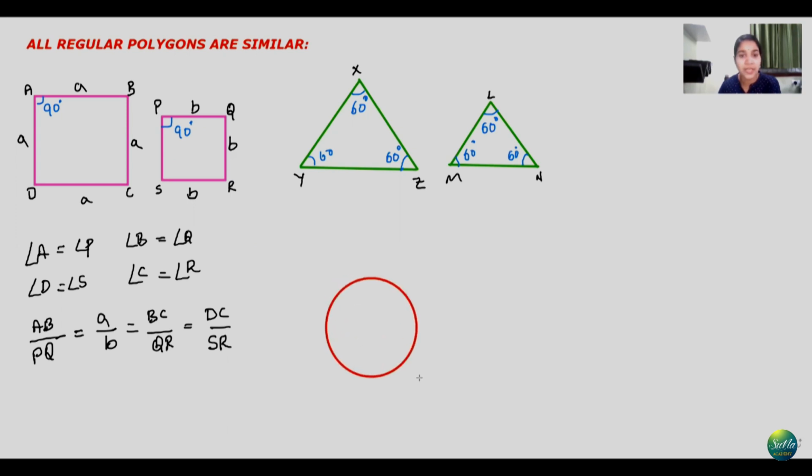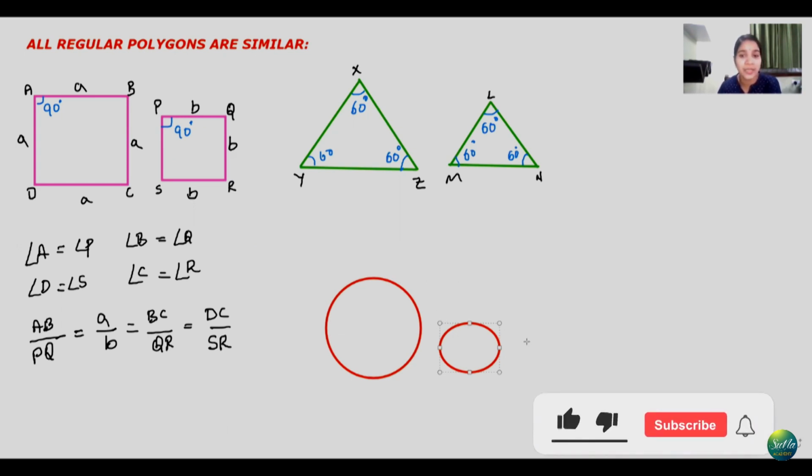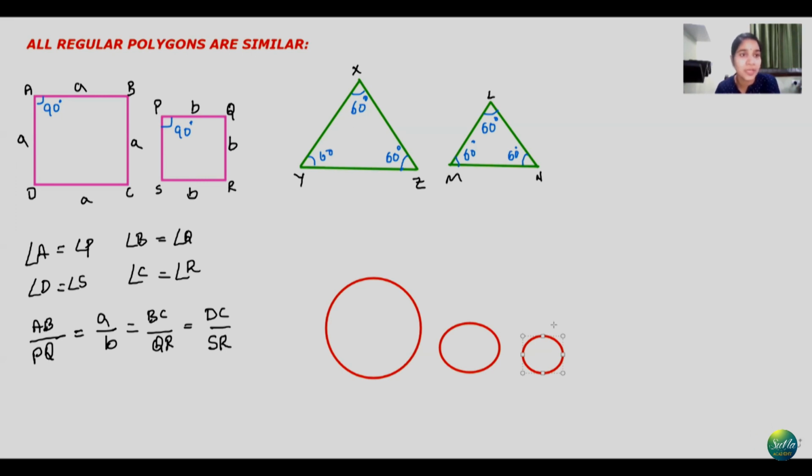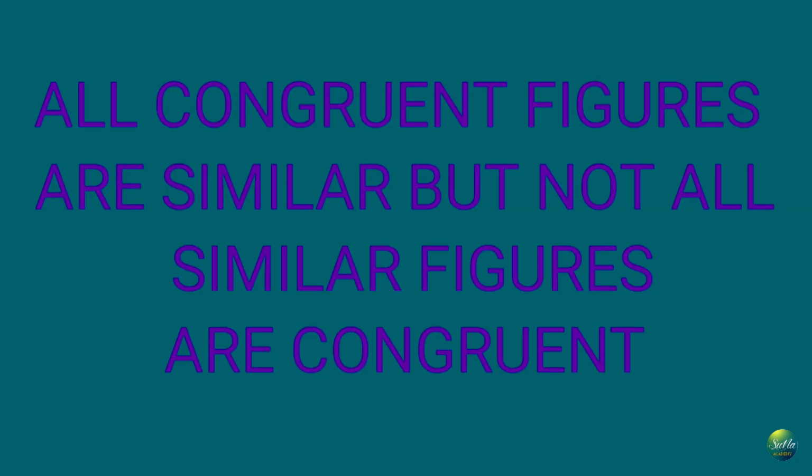But what can we say about circles of different radii? They are definitely not congruent. Then we can say circles of different radii can be similar. Why? Because they remain the same shape, but their size is varying. So finally, we can conclude that all congruent figures are similar, but not all similar figures are congruent.